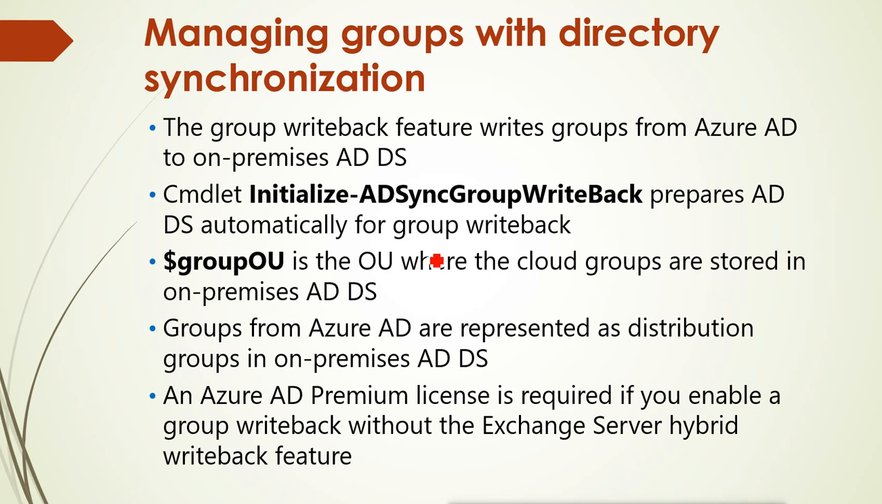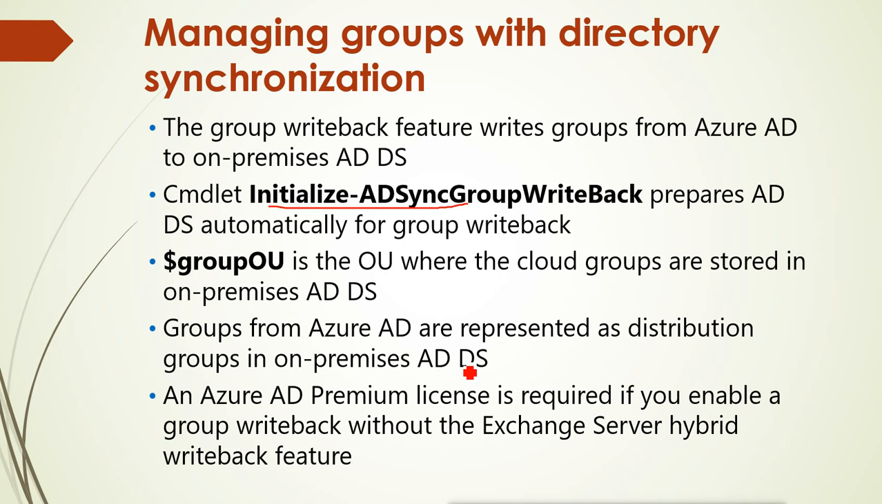So if we want to prepare our local Active Directory Domain Services, then we can use this PowerShell command, and it will prepare our local Active Directory Domain Services automatically for group writeback. Then the group OU is the OU where the cloud groups are stored in on-premises ADDS. Groups from Azure AD are represented as distribution groups in on-premises ADDS.